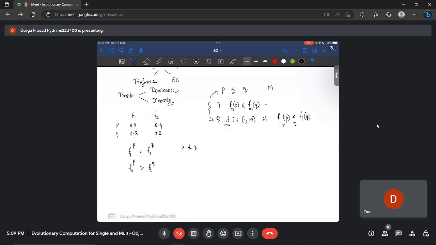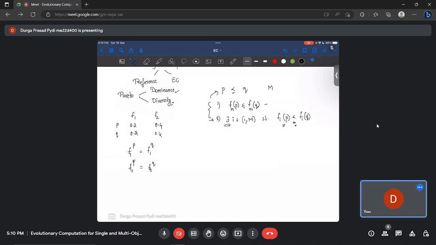Suppose both are equal. All are 0.2, something like this is also fine. So you are saying both F1P equal to F1Q and F2P equal to F2Q. Right. Yeah, if you have something like this, then also they are not dominating, because they are not dominating each other. Yes. Such kind of solution should not be in your Pareto. Okay. Fine. Yeah.